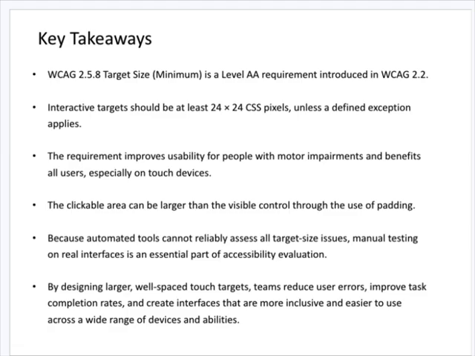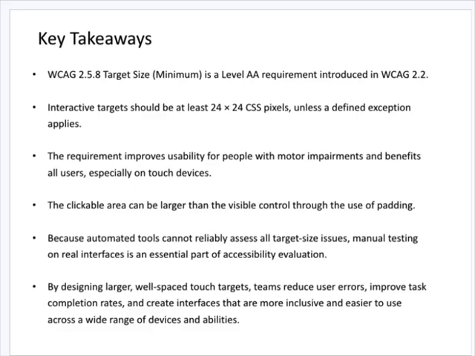Now, to summarize, here are the key takeaways. WCAG 2.5.8 Target Size Minimum is a Level AA requirement introduced in WCAG 2.2. Interactive targets should be at least 24 by 24 CSS pixels unless a defined exception applies. The requirement improves usability for people with motor impairments and benefits all users, especially on touch devices. The clickable area can be larger than the visible control through the use of padding.